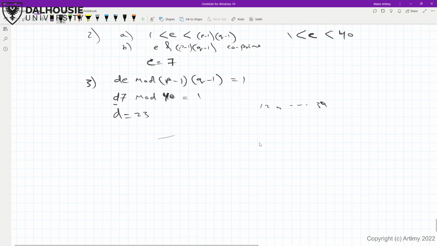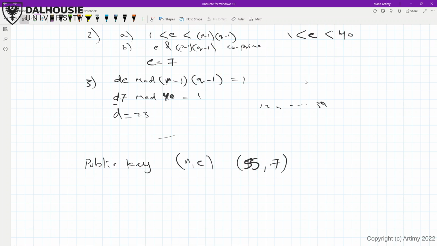Okay, so my public key that I will exchange with everybody else is N and E, which is 55 and 7, and the private key that I will keep private is N and D. That's 55 and 23.